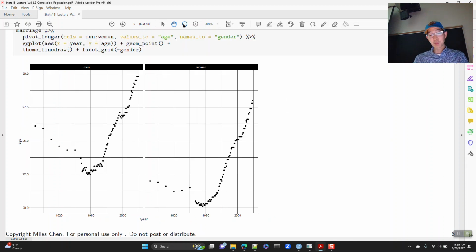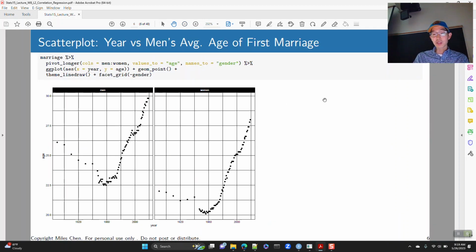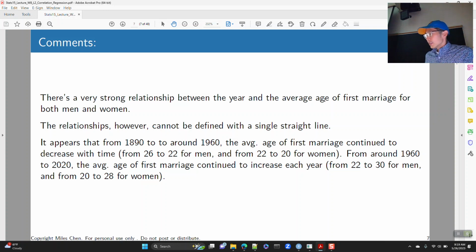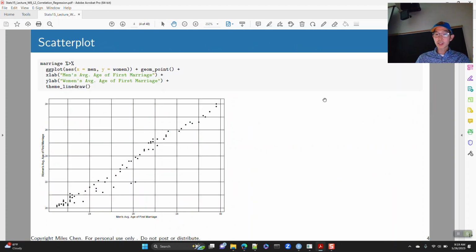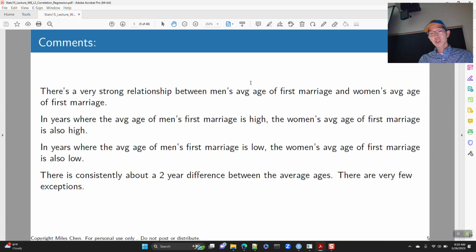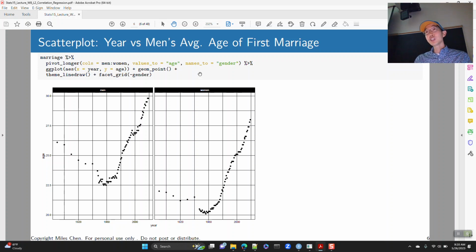I think this is kind of interesting to see, right? In these plots, there's a very strong relationship, okay? However, we cannot summarize these relationships with a single straight line. This plot over here, a single straight line would kind of do the trick. Overall, we can draw a straight line from this corner to this corner, and that would summarize the data very well, okay? Over here, there's definitely a relationship, but a single straight line would not work.